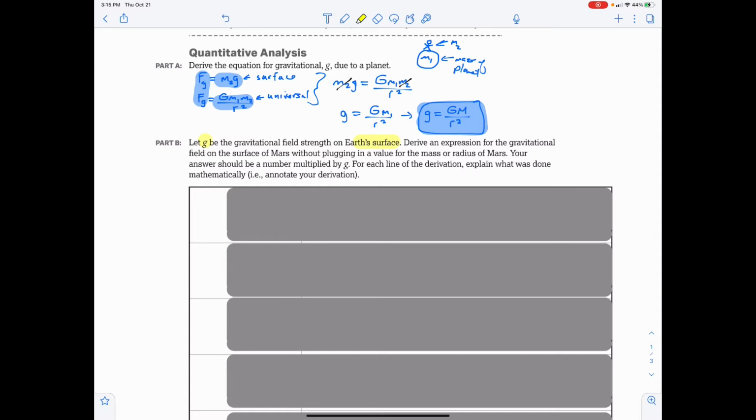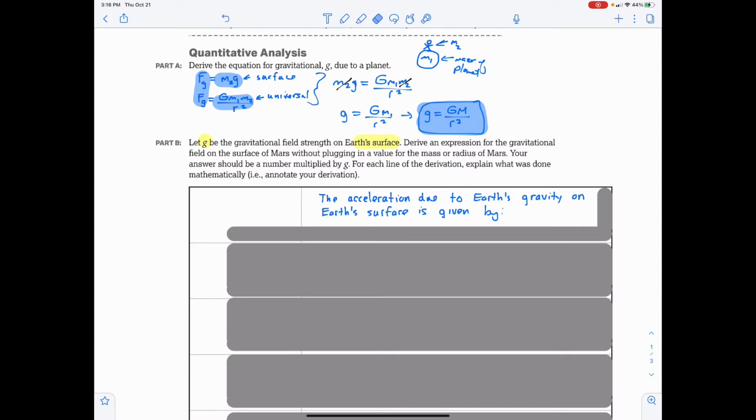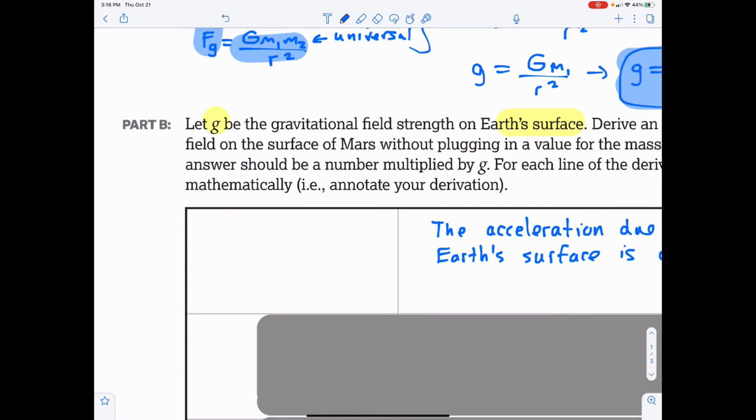So the easiest way to do this is to talk about what's done first. I would suggest you pause or rewind the video as you need to, write down each description, and then you can write mathematically what's going on in the left-hand side. Step 1. The acceleration due to gravity on Earth's surface is given by g on Earth is equal to big G, mass of Earth, divided by R of Earth squared.